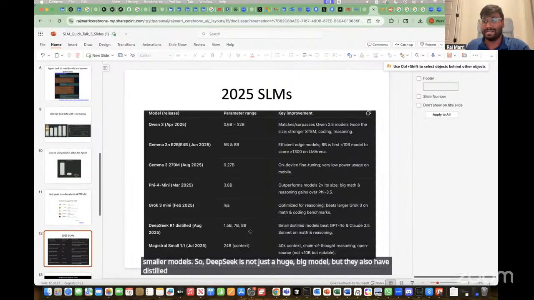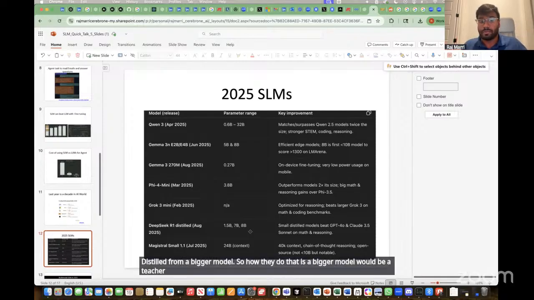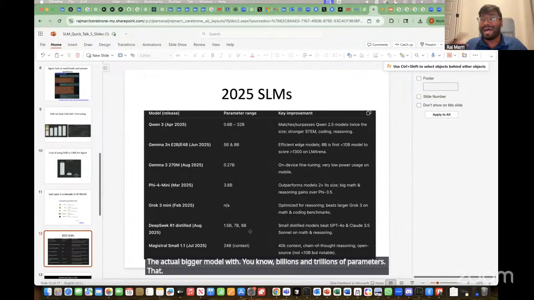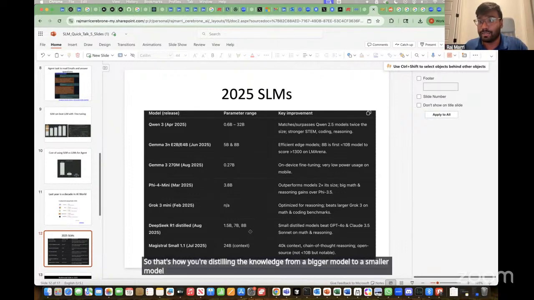They call it distilled because these models are being distilled from a bigger model. A bigger model acts as a teacher model, the actual bigger model with billions and trillions of parameters, that generates outputs which are used to train a smaller model. That's how you're distilling the knowledge from a bigger model into a smaller model. So they call them distilled models.